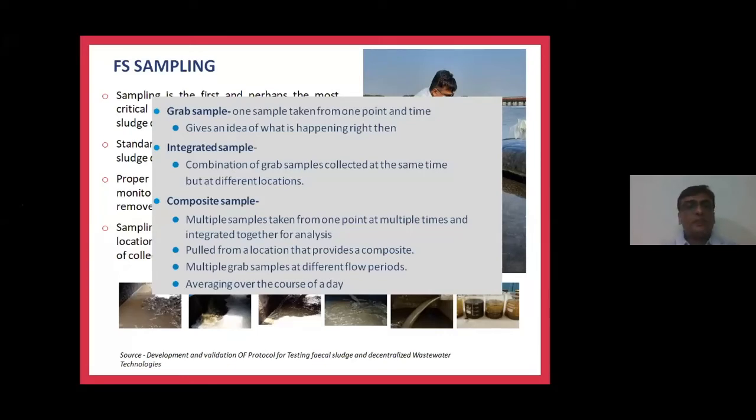So that is the time when we go for composite sampling. We collect at different intervals, mix them, and it gives an overall idea of what kind of sample has been received by that particular STP or FSTP in the last 24 hours.